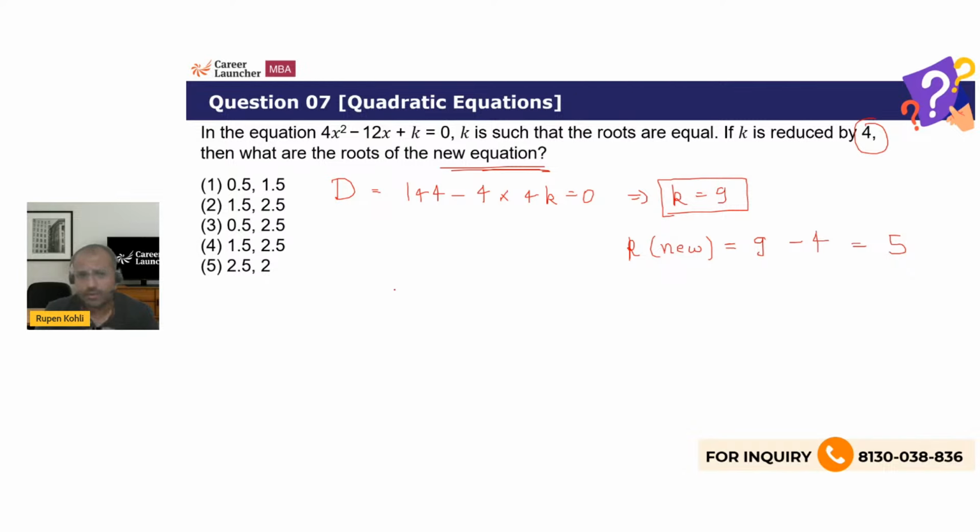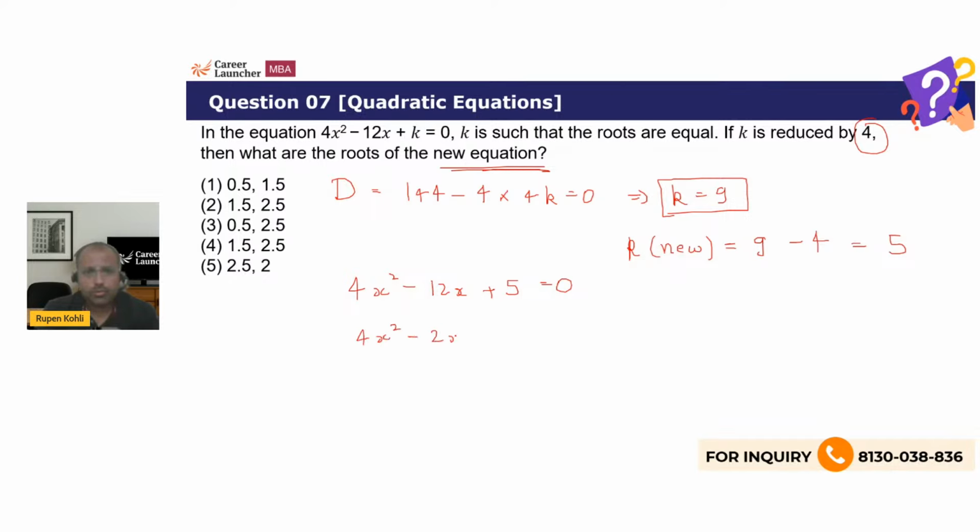So what are the roots of the new equation? We get 4x square minus 12x, but now k becomes not 9 but 5. When it was 9, it was 4x square minus 12x plus 9, which is 2x minus 3 the whole square equal to 0, having the equal roots, right? Okay, so we have to factorize this. So what do we do? 5 into 4 is 20, and we need to split 12 in two numbers such that their product is 20. 10 and 2, right? So this is very simple.